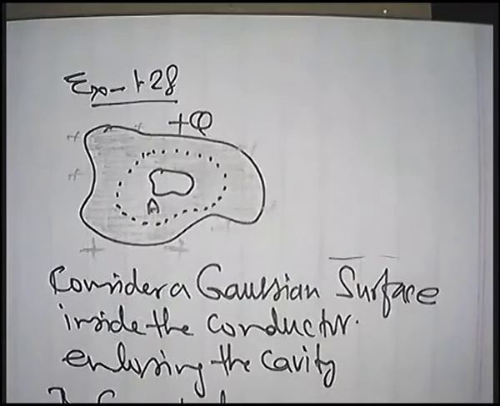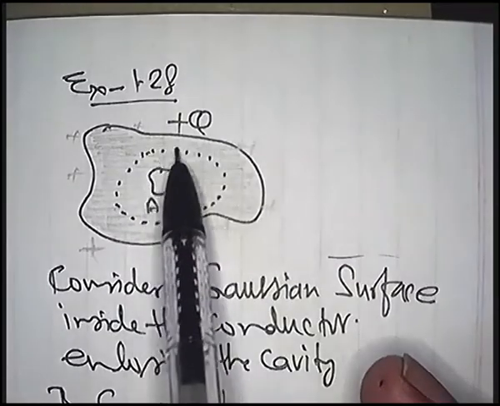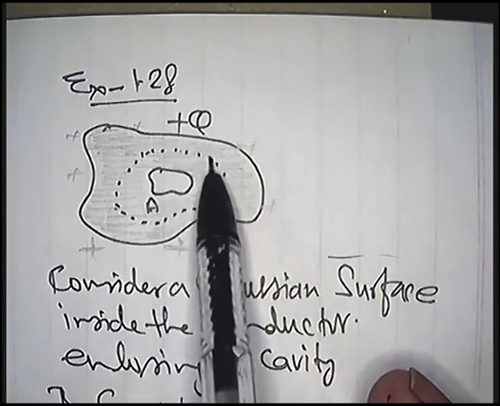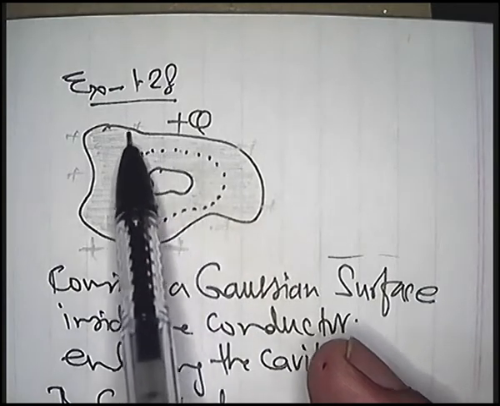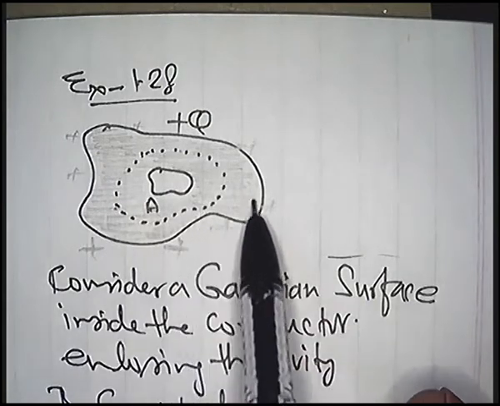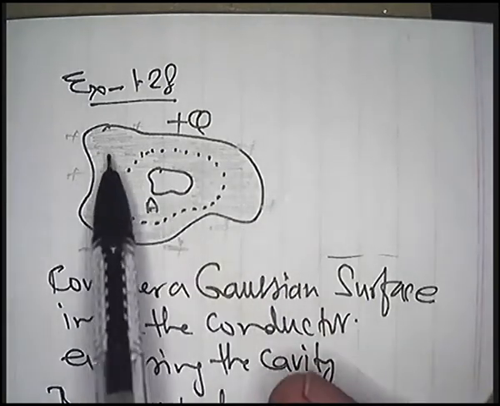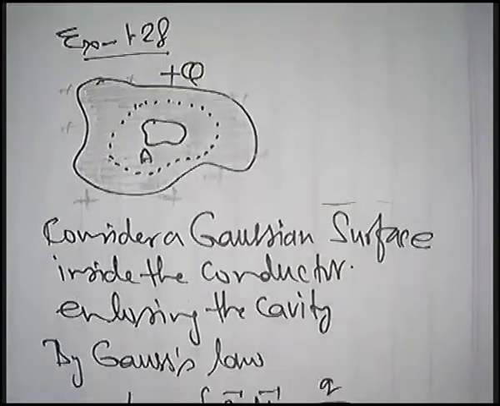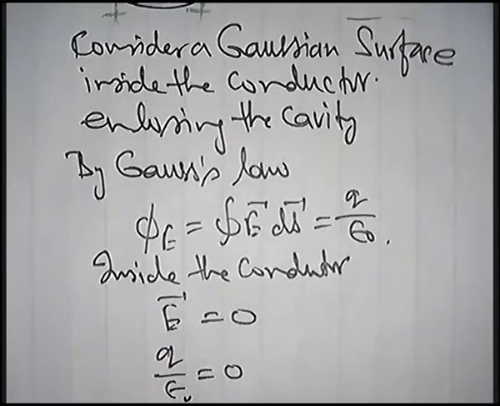There is no charge inside this Gaussian surface, and if I draw this Gaussian surface just below the surface, the open surface of the conductor, the result will be the same. It means there is no charge inside the conductor. This is to be proved. And the second thing to be proved, what?